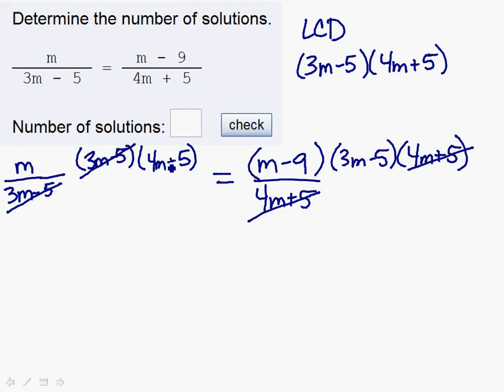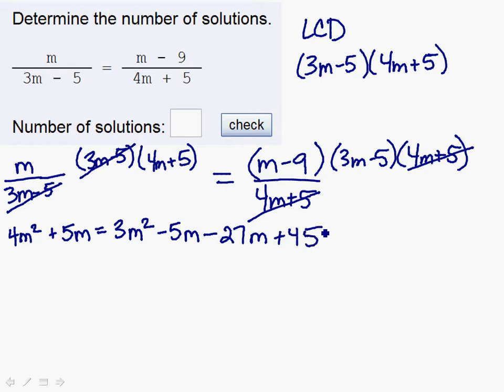So I have m times 4m gives me 4m squared. I have m times 5 gives me 5m. Then I have m times 3m is 3m squared. m times negative 5 is negative 5m. Negative 9 times 3m is negative 27m. And negative 9 times negative 5 is positive 45.